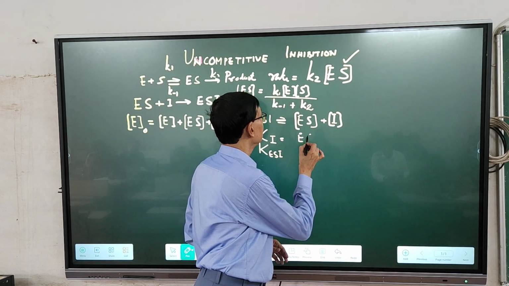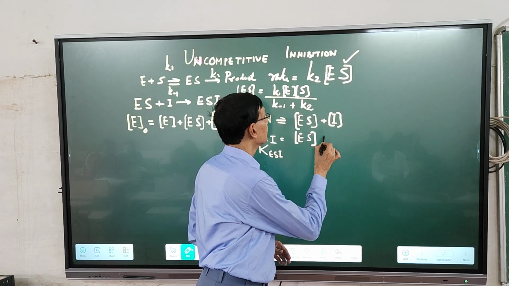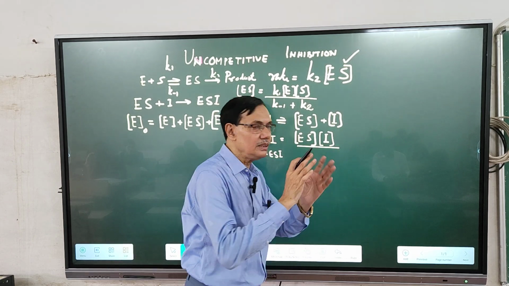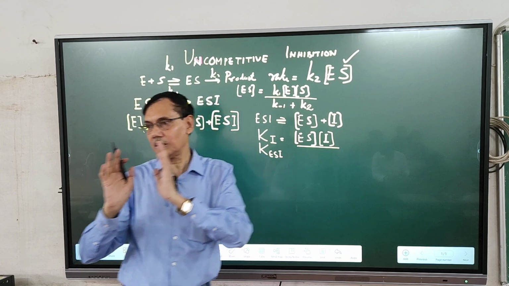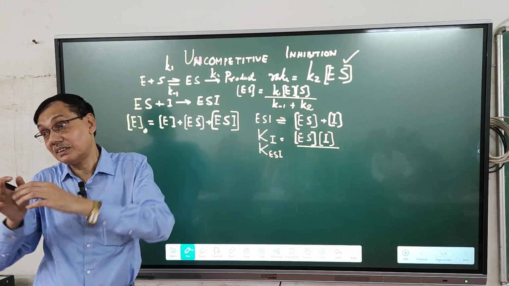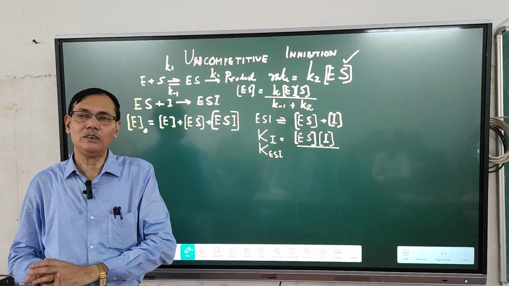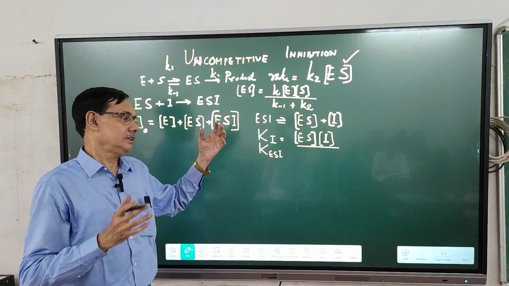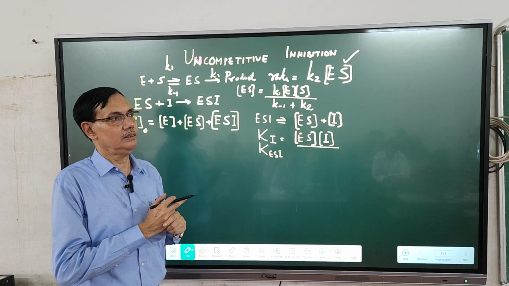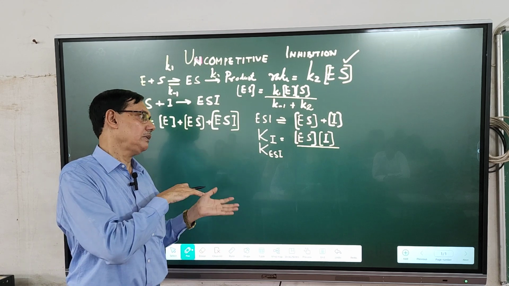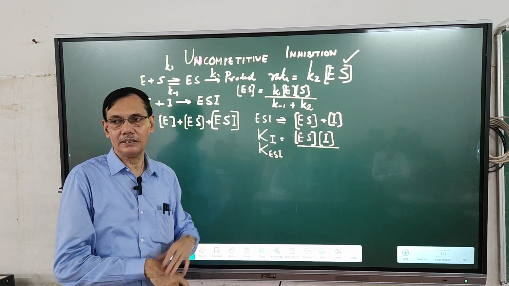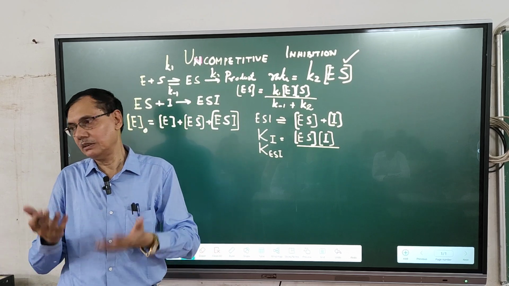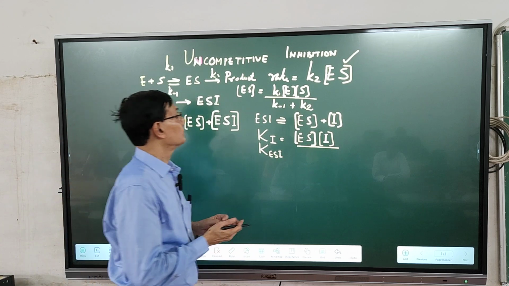So this is ES, an exactly similar derivation, but when you get the final value it will be different. That is the only difference. And in order to learn why in the case of competitive inhibition the Km value increases, in some cases the Km value decreases, or in some cases there is no change in the Km value.